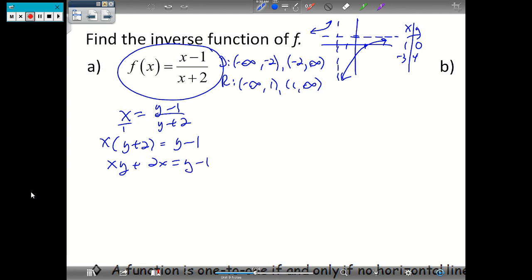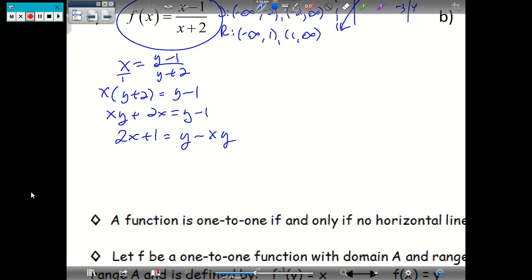I'm going to get the y's together on one side and move everything that's not a y to the other side. It doesn't matter which way we go. So I'm going to do 2x plus 1 over here and y minus xy over here. Then what we want to do is factor. We want to have one y. That's what I'm going for. So y times 1 minus x, just factoring. And my last step would be to solve for y, to divide. So y is going to be 2x plus 1 over 1 minus x.